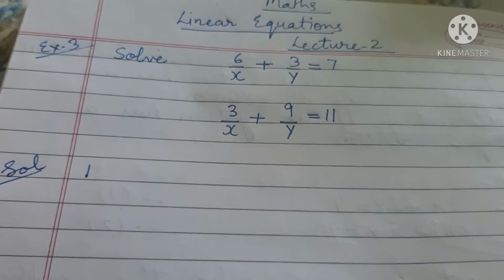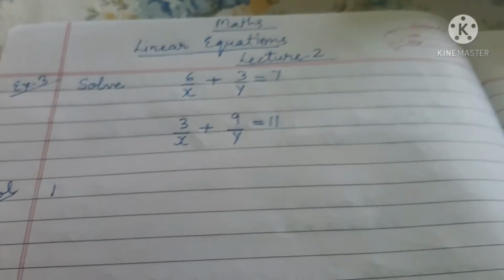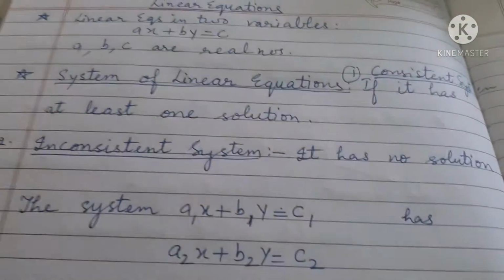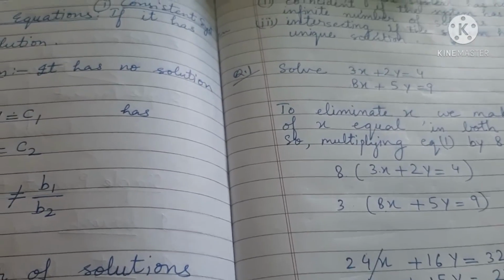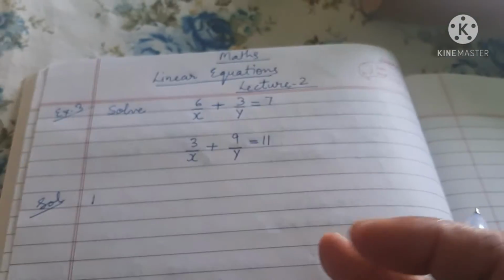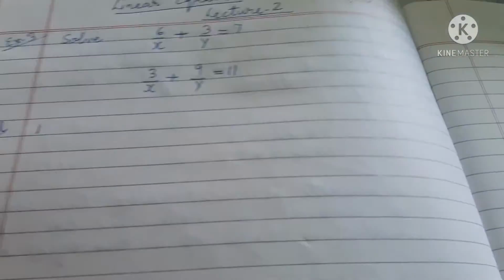Children, today we will be studying linear equations in maths. In the last class I told you a few rules related to linear equations, and you can see the back videos for those rules. I gave you one example also to solve a linear equation. So this is what I gave you in the last class. Today I'll give you more examples related to linear equations.